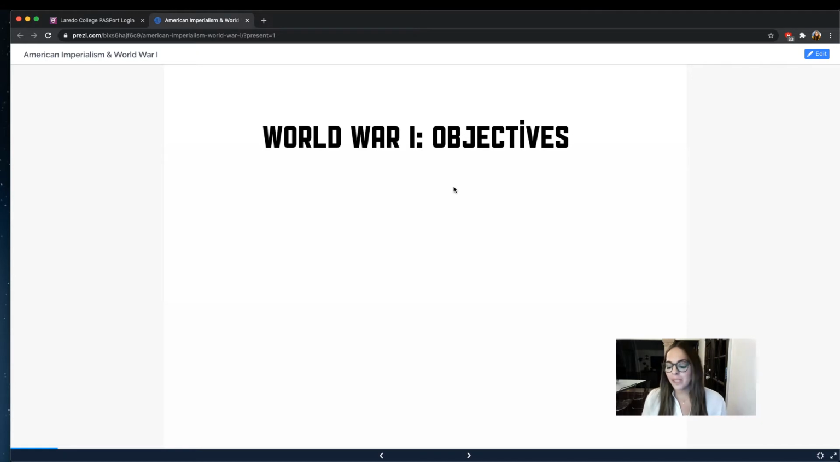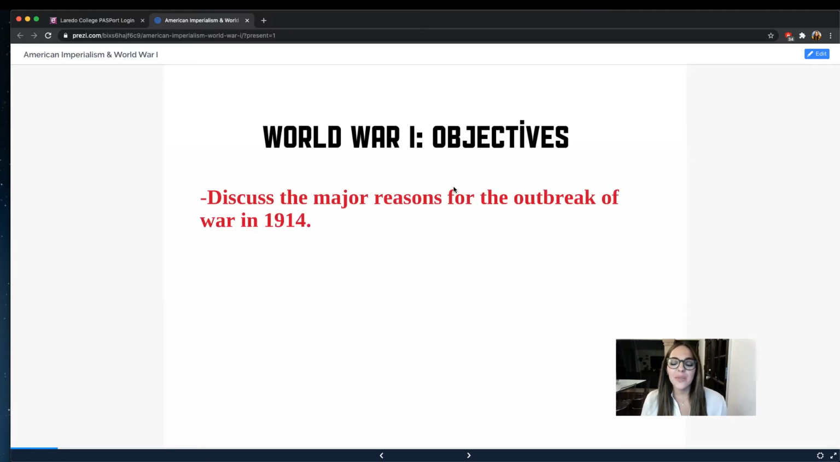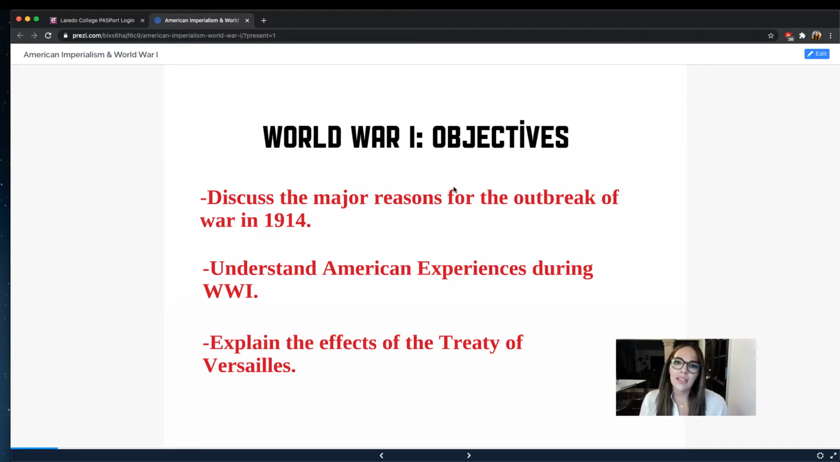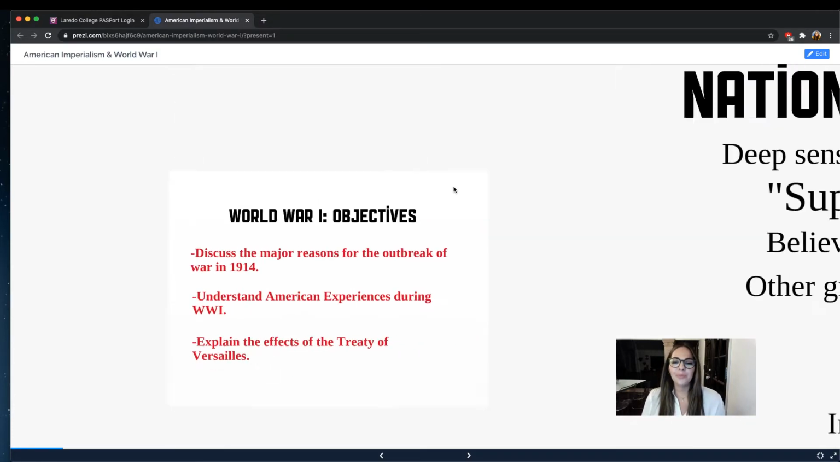So here are our objectives. The first thing we're going to do is discuss the major reasons for the outbreak of war in 1914. And then we're going to talk about the American experiences during the war, both at home and abroad. And then when we're done with World War I, we are going to explain the effects of the Treaty of Versailles, and then, of course, the long-standing consequences of the war itself. So there's going to be lots to talk about today.